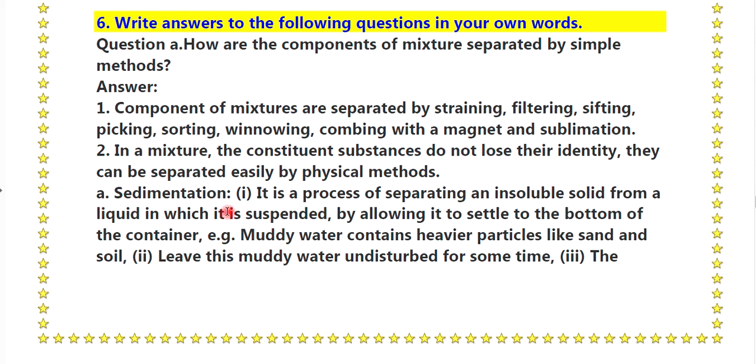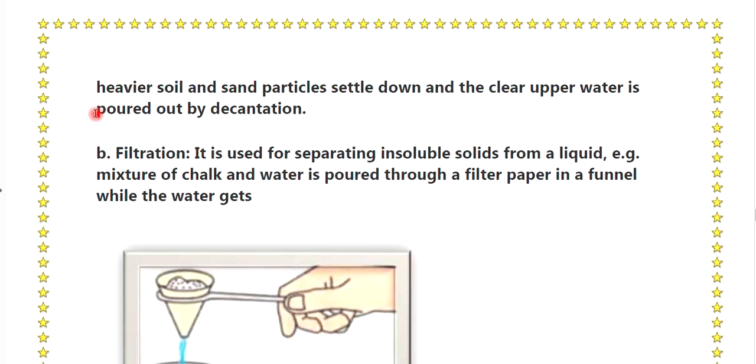In that A, sedimentation. First, it is a process of separating an insoluble solid from a liquid in which it is suspended by allowing it to settle to the bottom of the container. Example, muddy water contains heavier particles like sand and soil. Second point is, leave this muddy water undisturbed for some time. Third point is, heavier soil and sand particles settle down and the clear upper water is poured out by decantation.